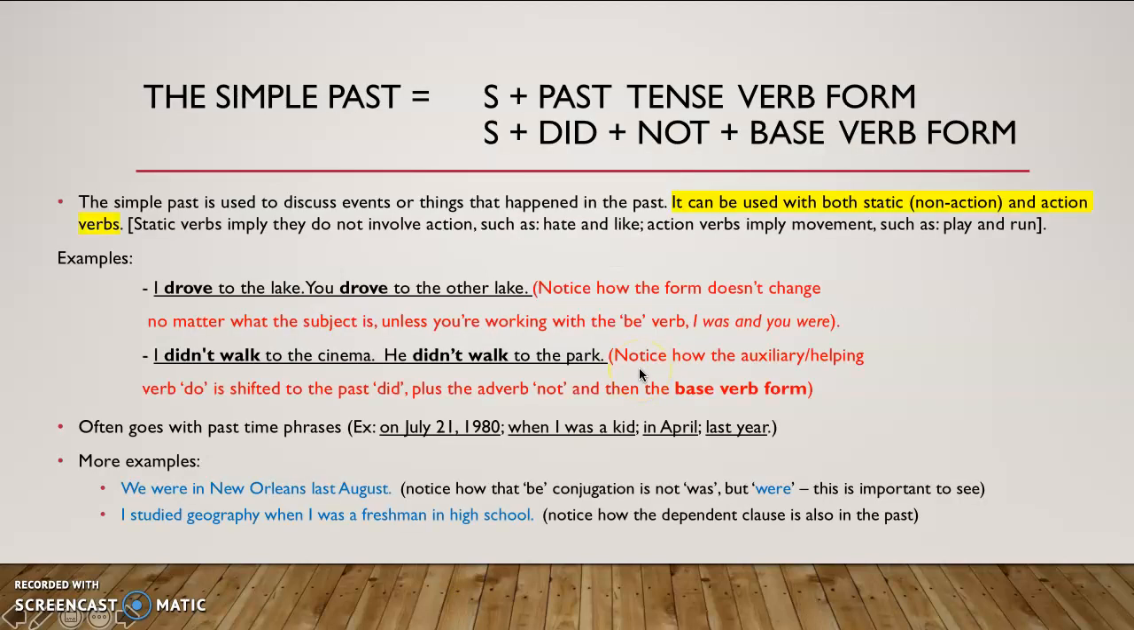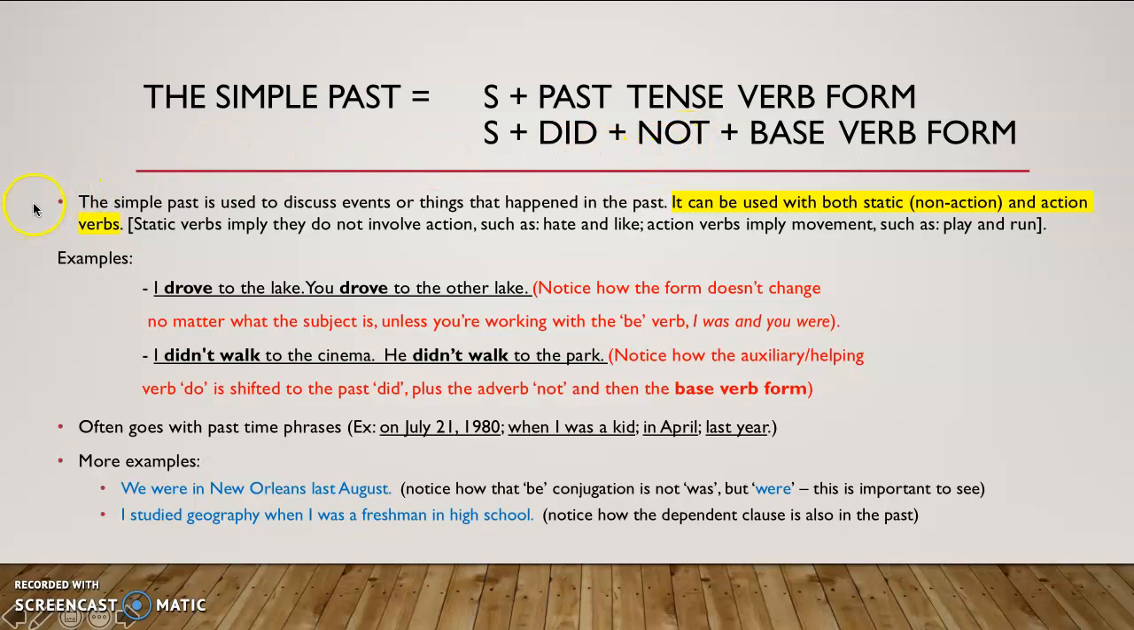The simple past is our first tense to cover for today. The structure for a positive sentence would be subject plus the past tense verb form. To create the negative, it's subject plus did plus not plus the base verb form. Please note, the auxiliary verb do is changed into the past, did, so that took the tense, so you don't need to change the base verb form into the past. And then you're using the adverb not to create the negative with did.